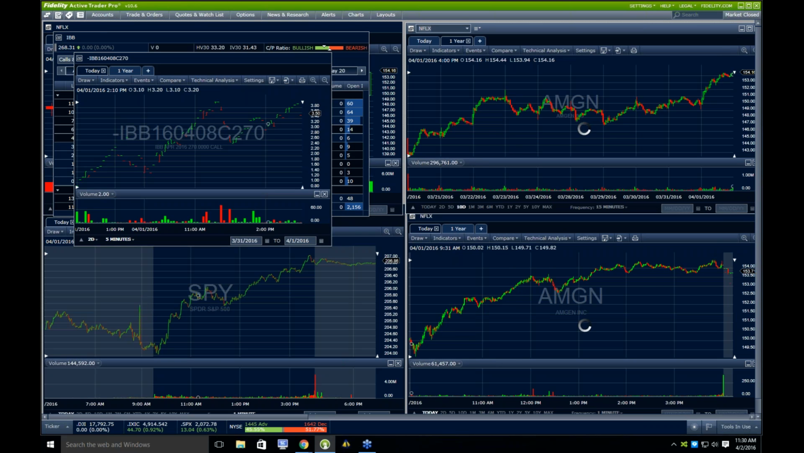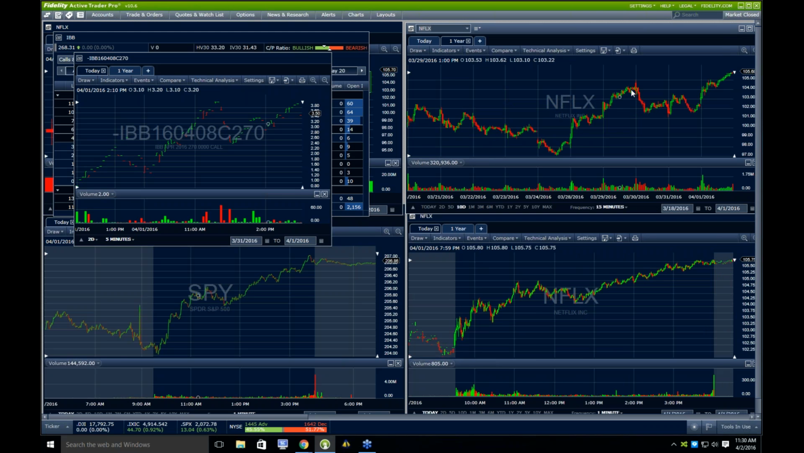For example, you take a look at this Netflix. She hit 104. This thing was bullish from the jump, but had a monster pullback.